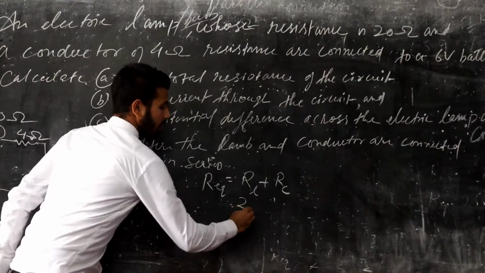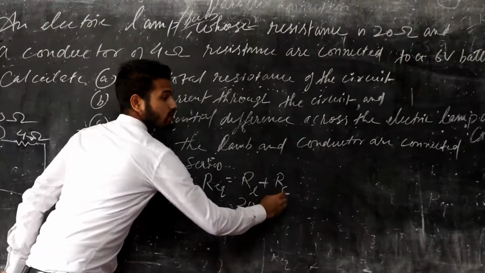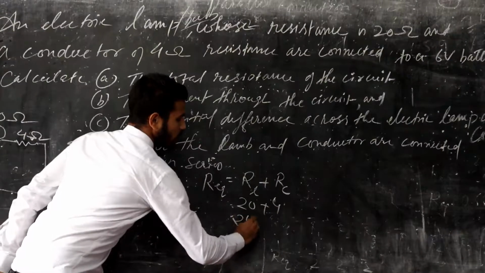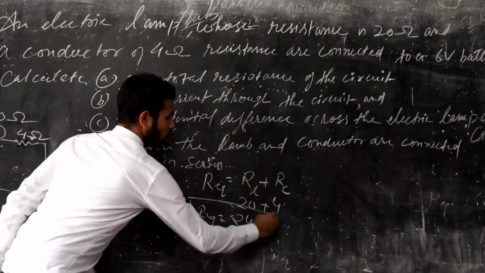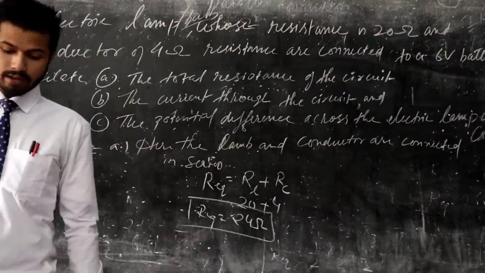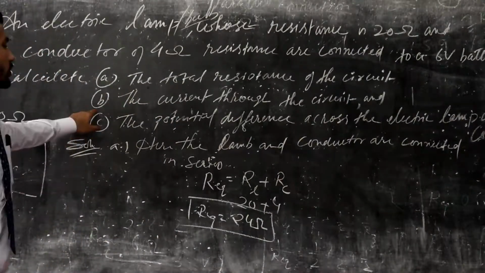What is the lamp? Lamp 20 plus 4, that is what? 24 ohm. Means R equivalent is equal to 24 ohm. Any problem with anyone? No sir. Now let us move to the next part.